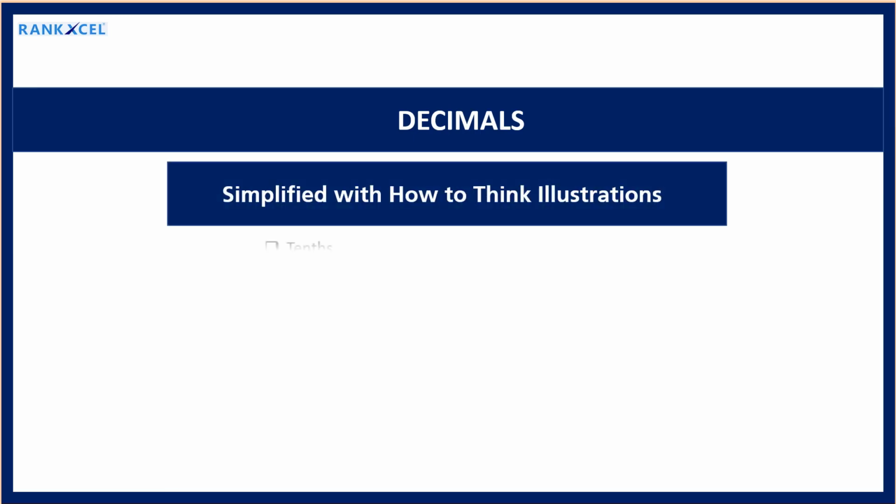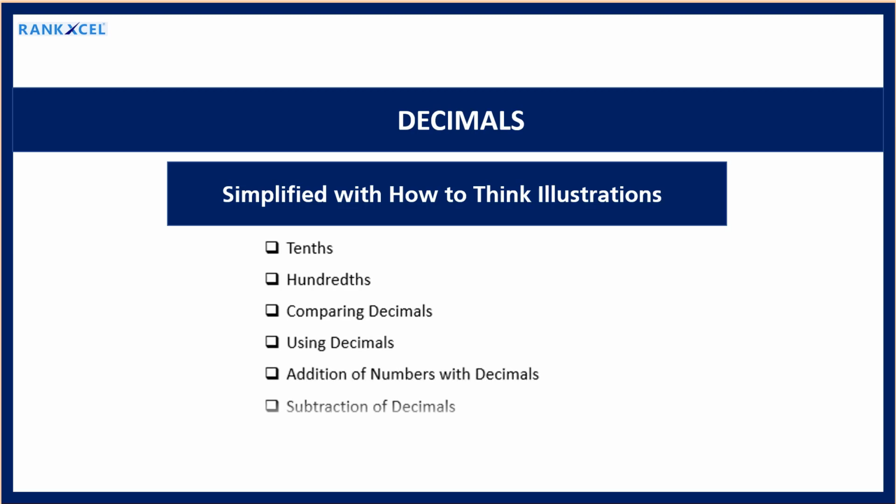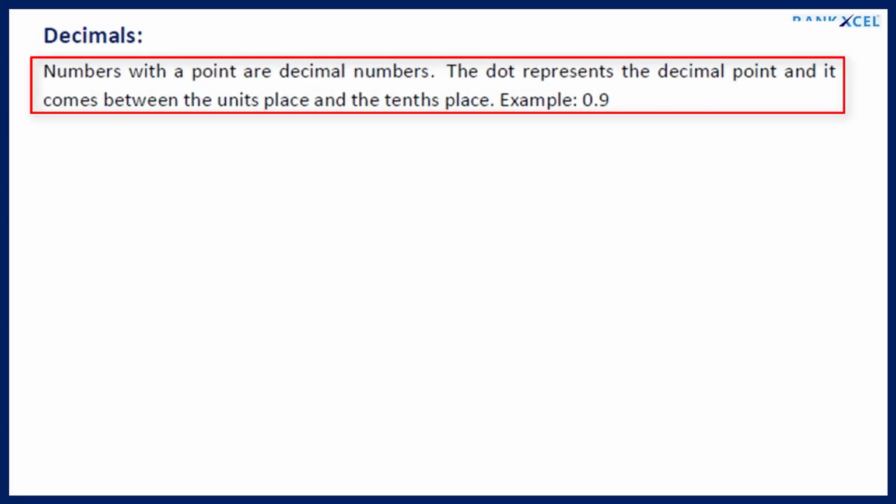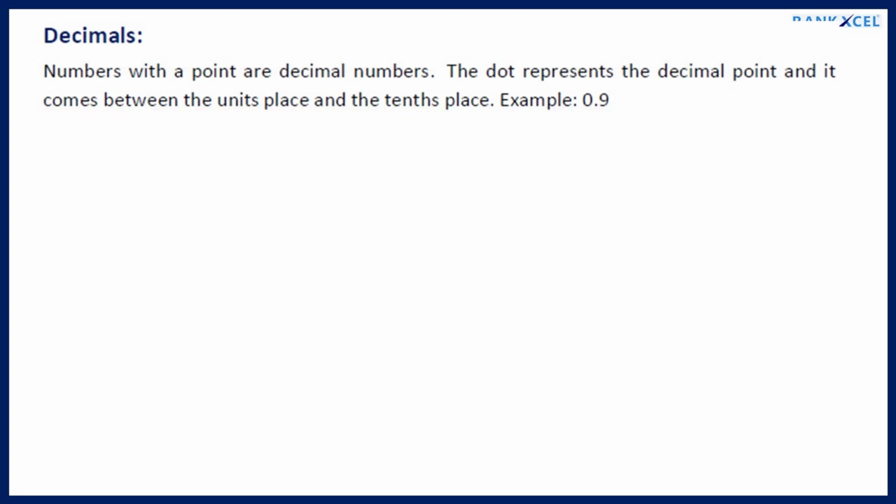The concepts covered are tenths, hundredths, comparing decimals, using decimals, addition of decimals, and subtraction of decimals. Decimals: numbers with a point are decimal numbers. The dot represents the decimal point and it comes between the units place and the tenths place. Example, 0.9.